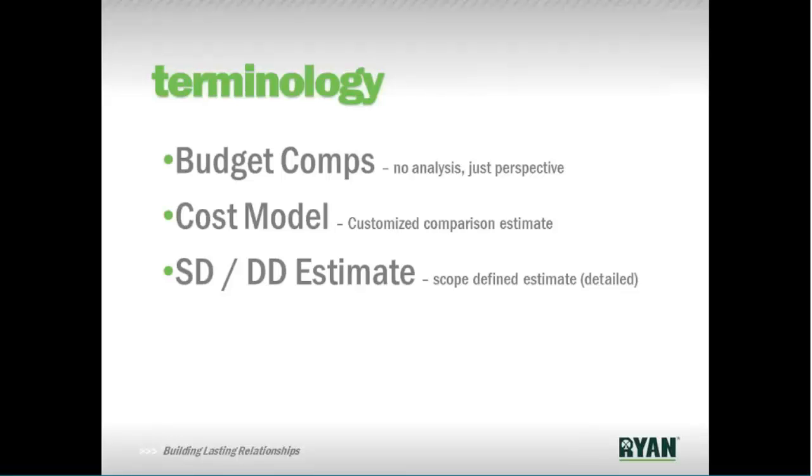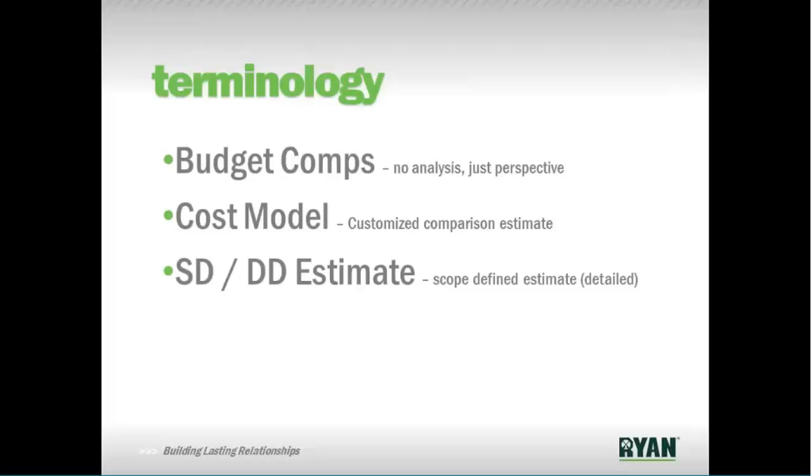A budget comp is essentially just a perspective of our project cost history. Budget comp is the short term for budget comparison. It is nothing more than a set of similar projects arranged side by side so you can see the cost for those particular projects.